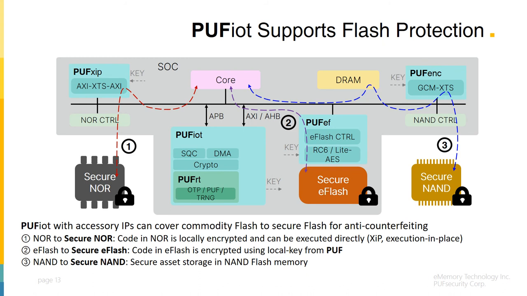PUFef can help convert embedded flash memory to secure embedded flash memory. Code in embedded flash is encrypted using a local key from PUF. Third, PUFenc can help convert NAND flash to secure NAND flash. Assets are encrypted in NAND flash memory. Since the data capacity is large, it needs DRAM as a buffer to store the encryption and decryption plaintext data.